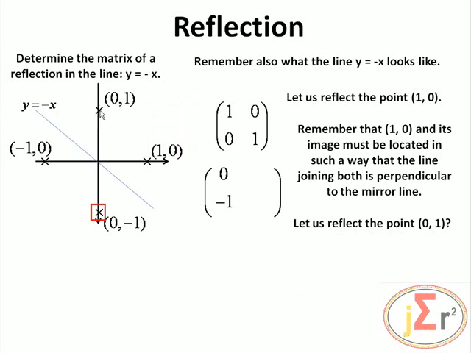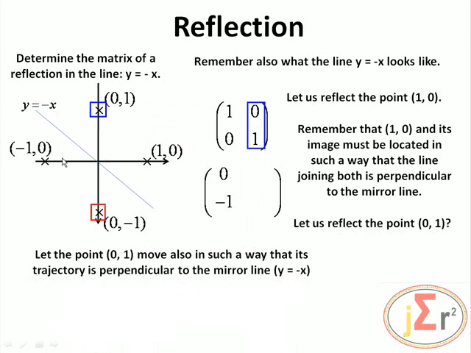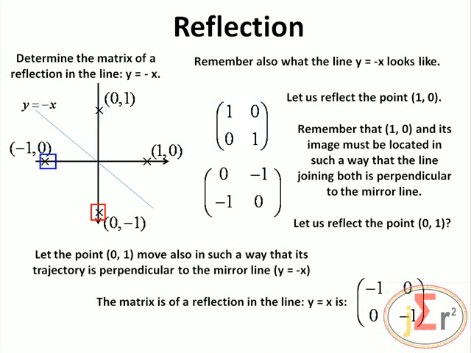0, 1 is this point right there, perpendicular to the mirror line and equal distance from the mirror line right there. So let the point 0, 1 move also in such a way that its trajectory is perpendicular to the mirror line, and the mirror line is y is equal to negative x. The matrix of a reflection in the line y is equal to negative x is negative 1, 0, 0, negative 1.